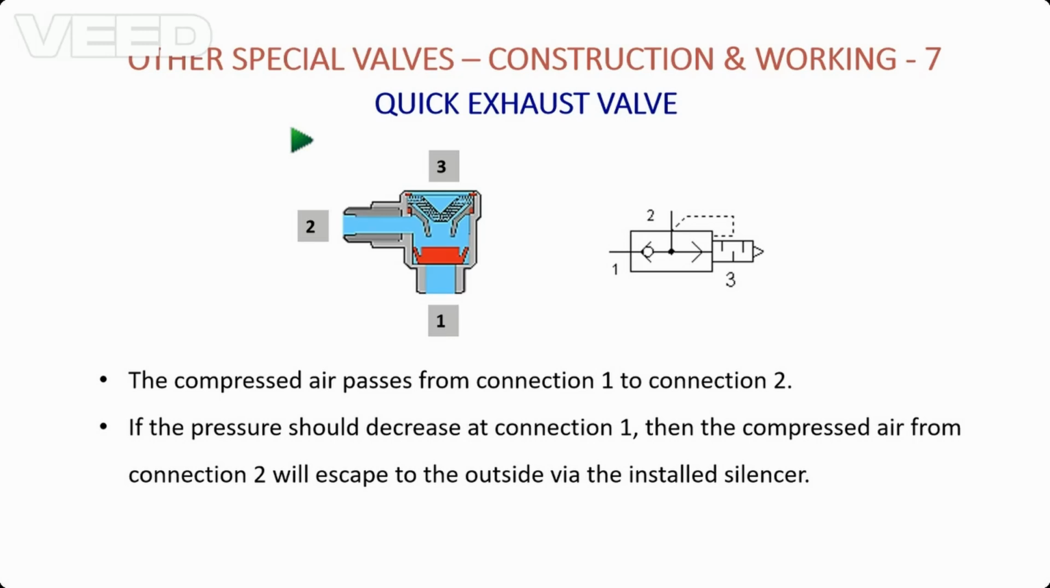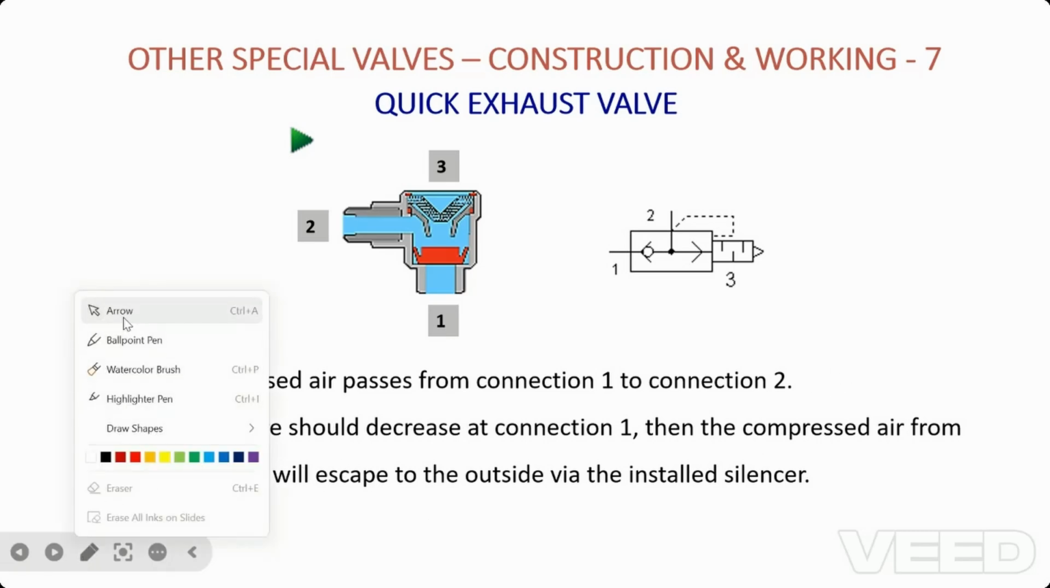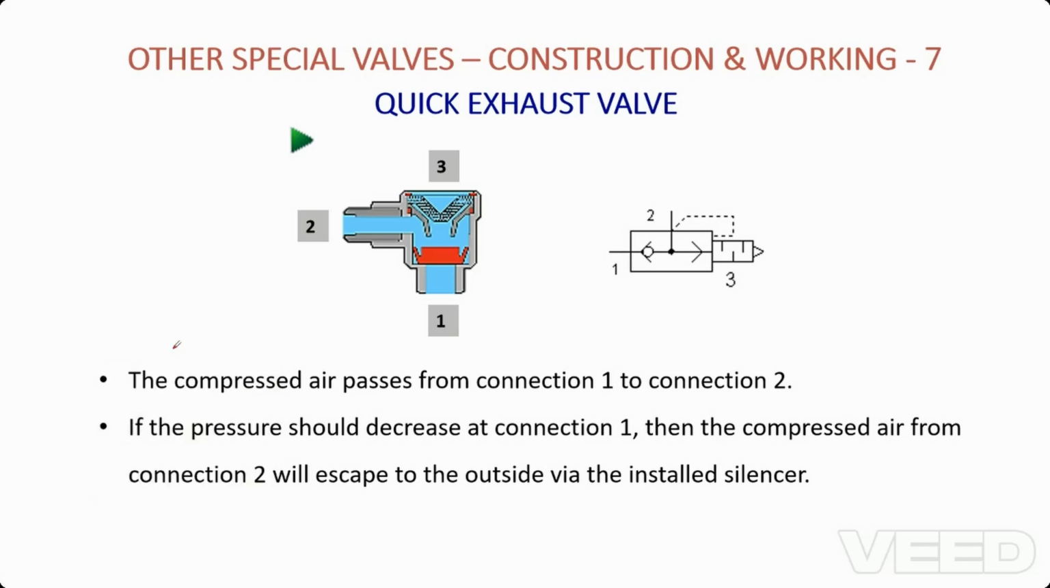Generally, when we are making our components move at higher speed, these components might get filled up with air and get locked up. To remove this air, we will be using this special type of component called a quick exhaust valve. In these, what actually happens is we would be sending air at one of the connections. If you see the component, this is nothing but a modification of our shuttle valve.